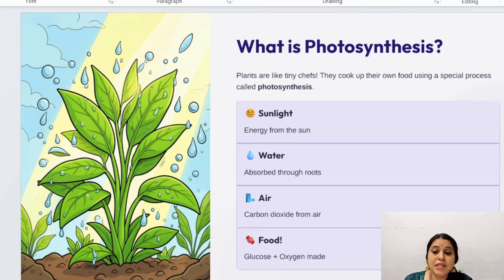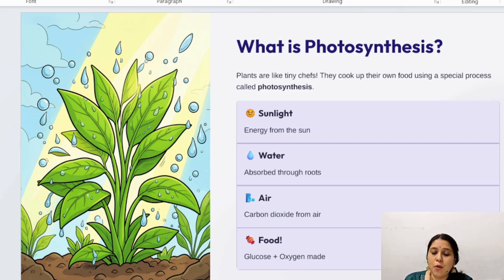Can I have everyone's attention here? What is the process name? Photosynthesis. Right. You heard me right. So, photo means light and synthesis means putting things together. So, photosynthesis means making food using sunlight.